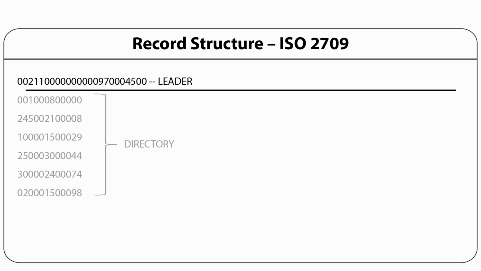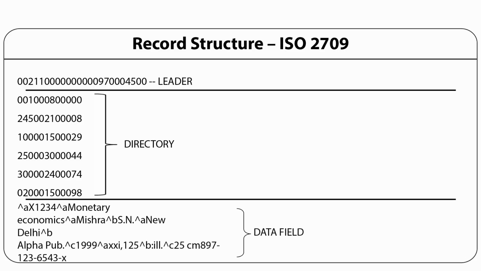Then the second part is the directory structure. Directory structure resembles the content page of a book. In the directory structure, the field number is given, then the length of the field is given, and the starting character position of the field is given. Then the last part of the record is the data field, where the actual data is stored.